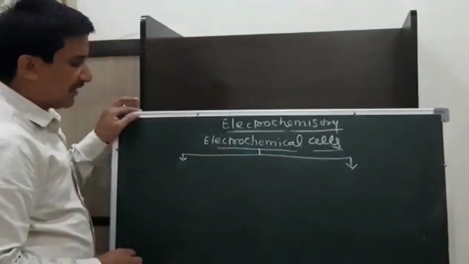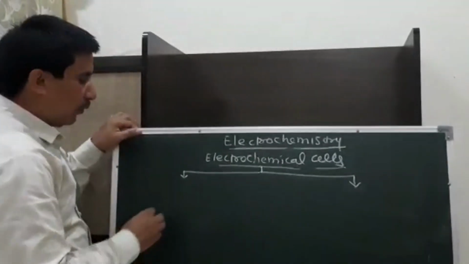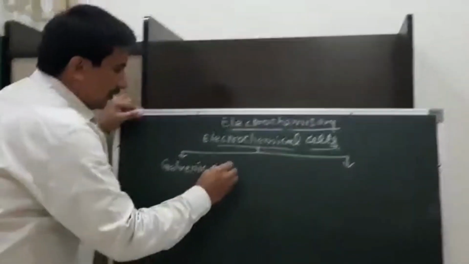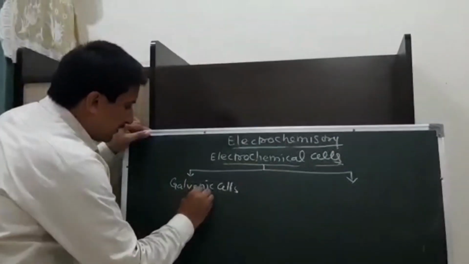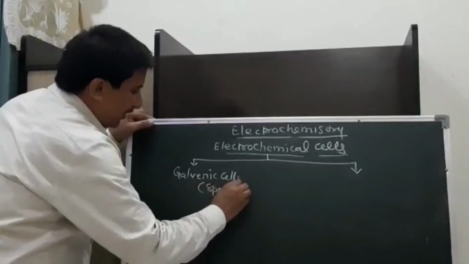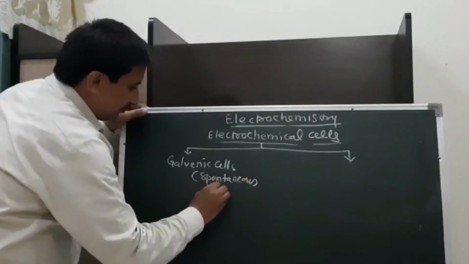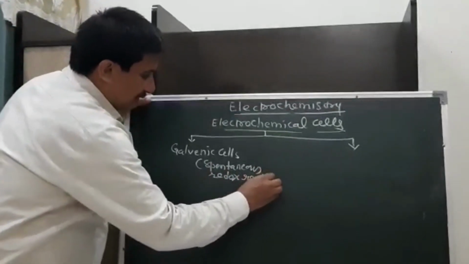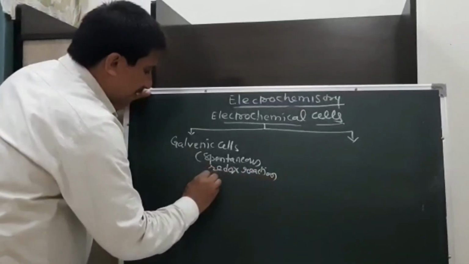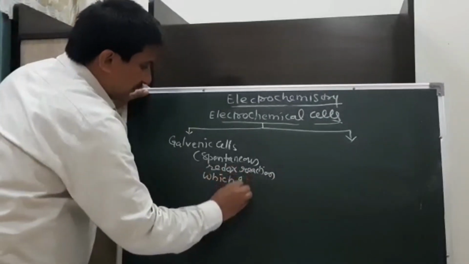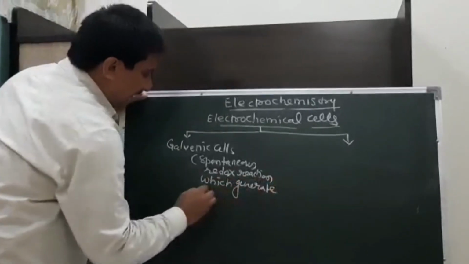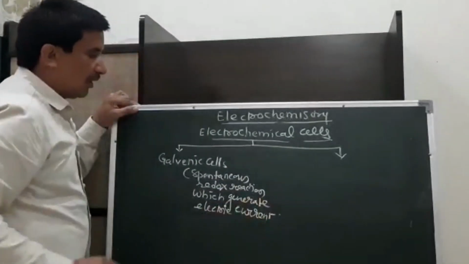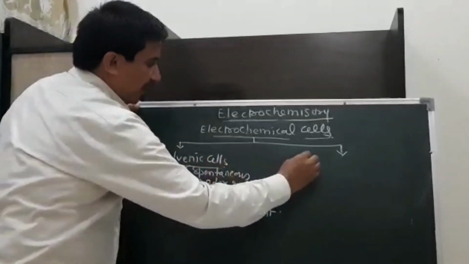So, electrochemical cells can further be divided into galvanic cells, which use spontaneous redox reactions which generate electric current. Now another is the electrolytic cell.